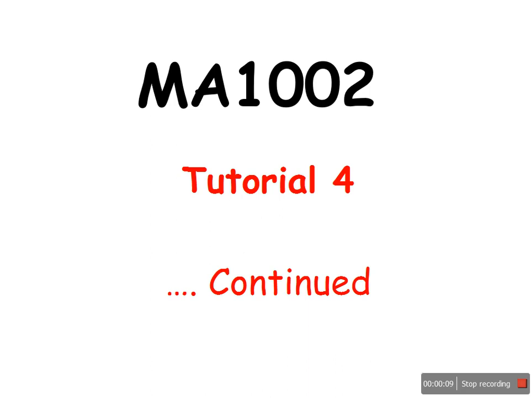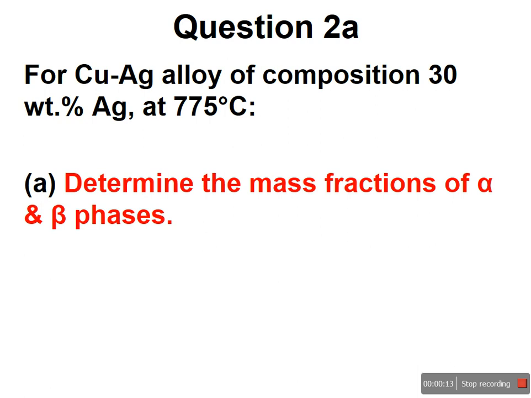Okay, MA1002, continuation of tutorial 4. We're going to jump in on question 2. We have a copper-silver alloy of composition 38% silver and the balance copper at 775 degrees centigrade. And you are asked to determine the mass fraction of both the alpha and beta phases.